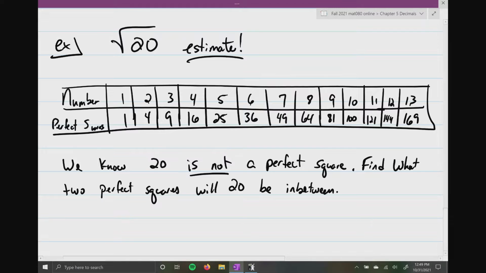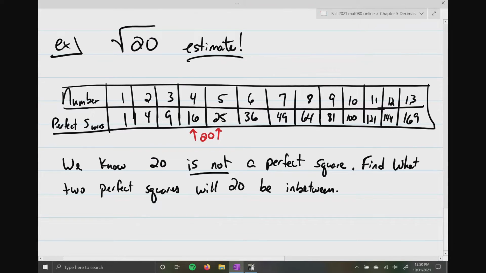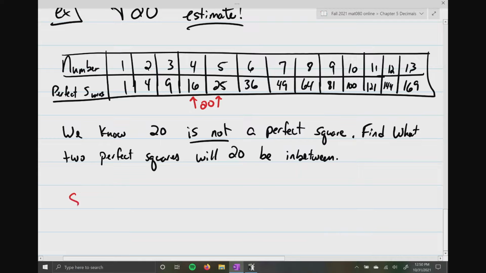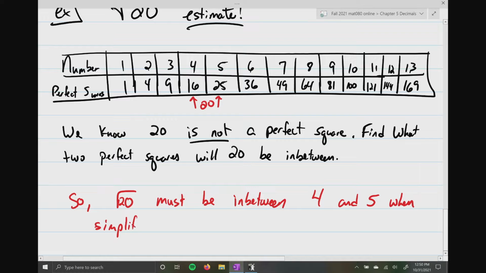Okay, so if you think about this, 20 just happens to be in between 16 and 25. So the square root of 20 must be in between 4 and 5 when simplified. Okay? So that is how we estimate what a radical is. Okay? Now, let's try another one here.